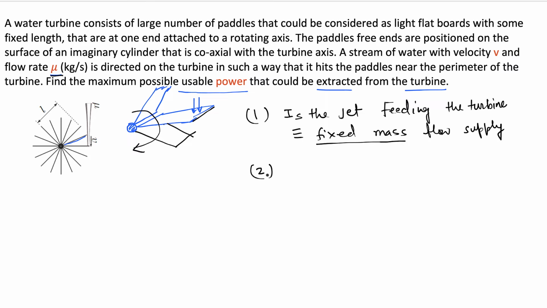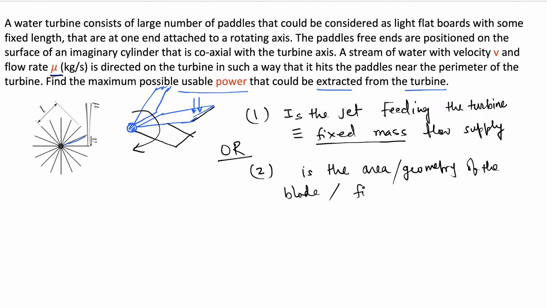Or there could be, or is the area, or you can call geometry also, of the blade or paddle fixed, so that the intercepted mass flow varies. So this is a clear distinction that we need to get.